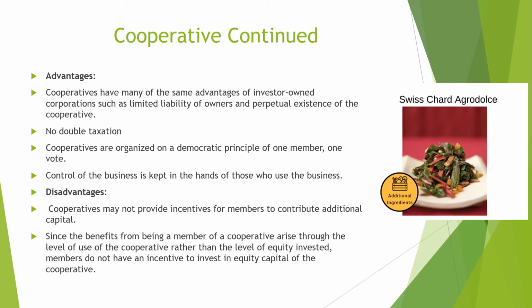And since the benefits from being a member of a cooperative arise through the level of use of the cooperative rather than the level of equity invested, members do not have an incentive to invest in equity capital of the cooperative. So just like any other kind of group democratic system, there's got to be ways to incentivize and figure out, hey, if we need more money for the group, how do we get individuals to contribute?